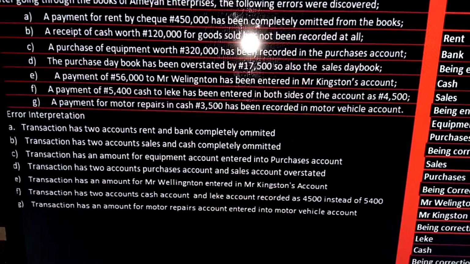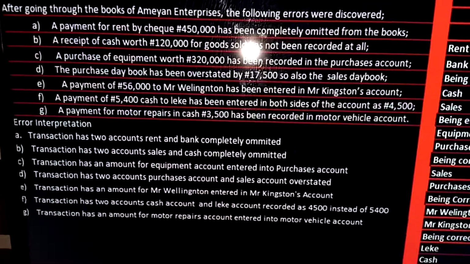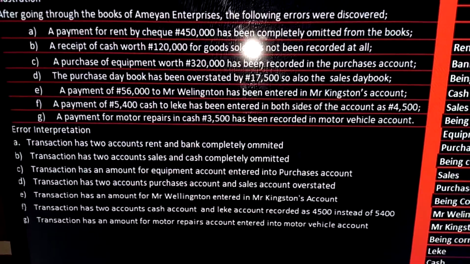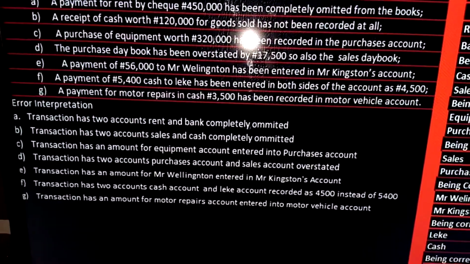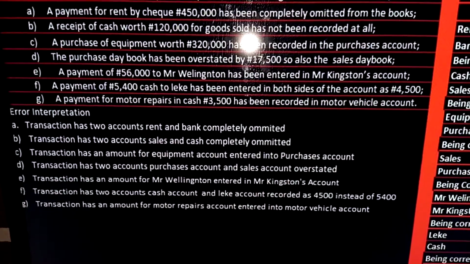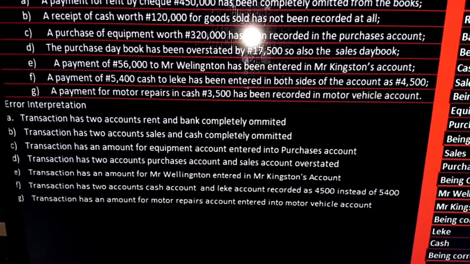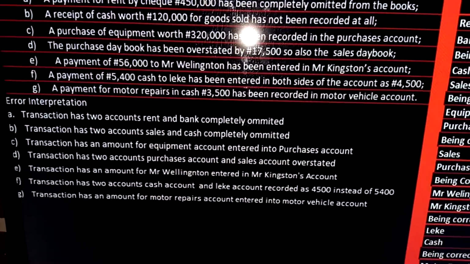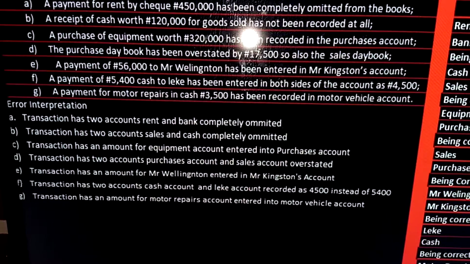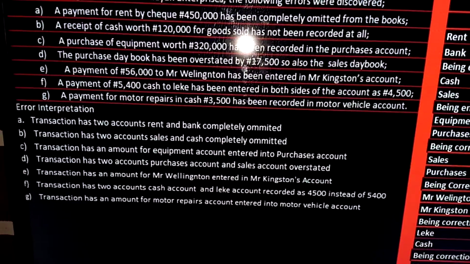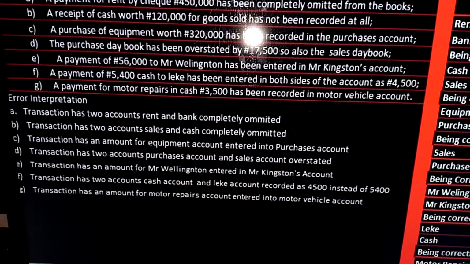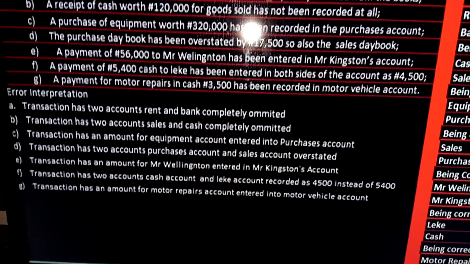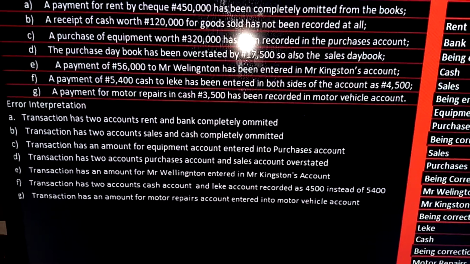So we must now identify what entry was made in the purchase account. If we purchase in the normal circumstance, we debit purchases. But in this case, we purchased equipment, which is an asset. So equipment ought to be what? Debited. But instead of debiting equipment, we debited purchases. So the value of 320,000 for equipment has been debited in error to the purchases account.